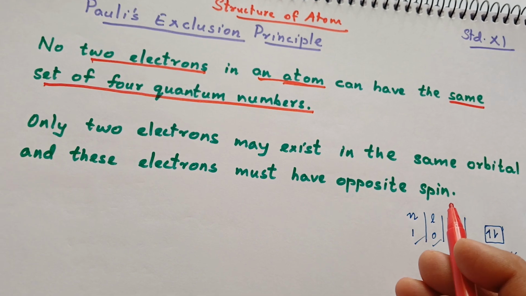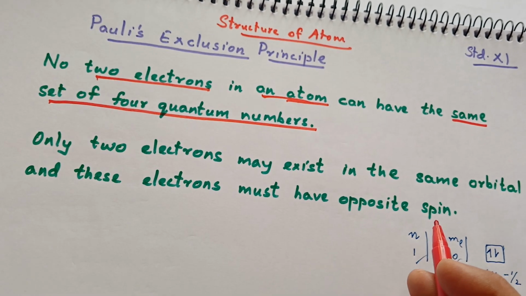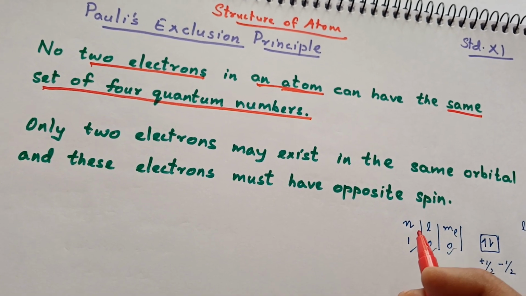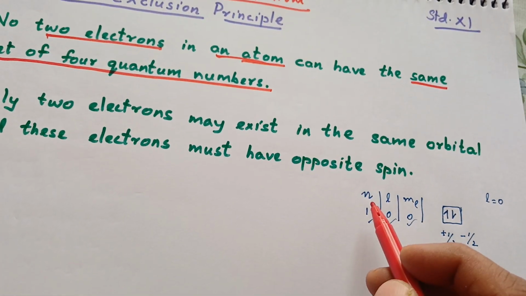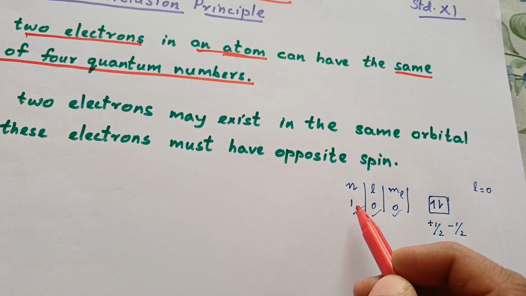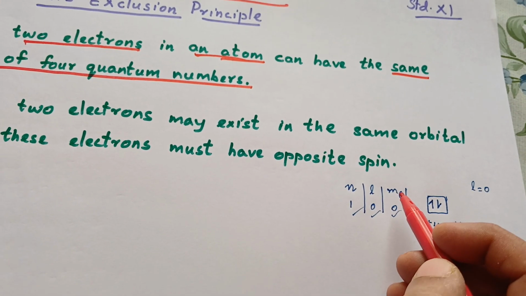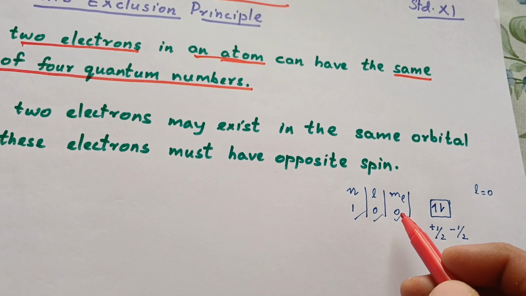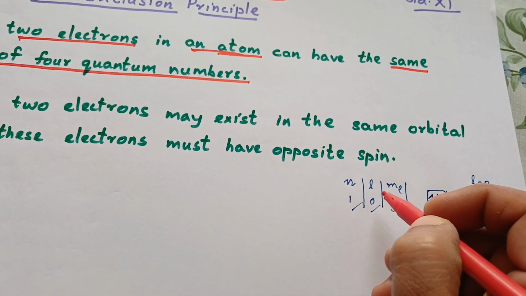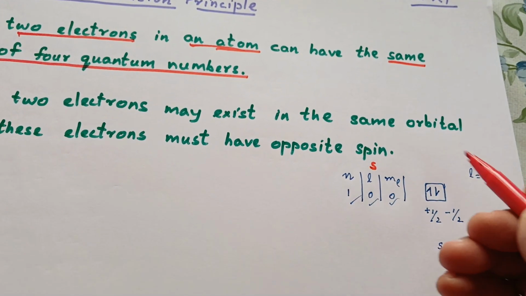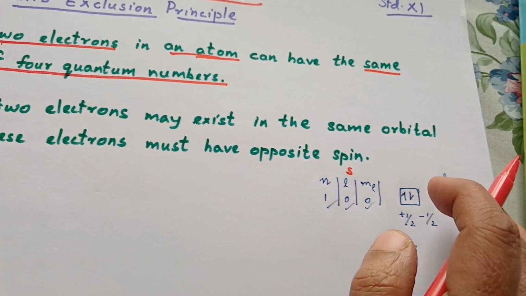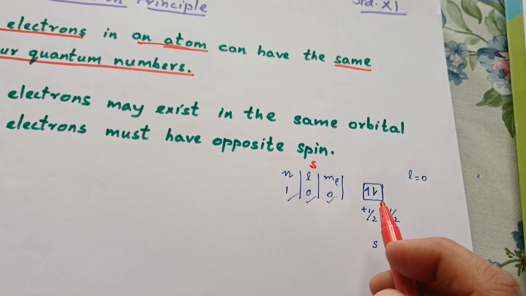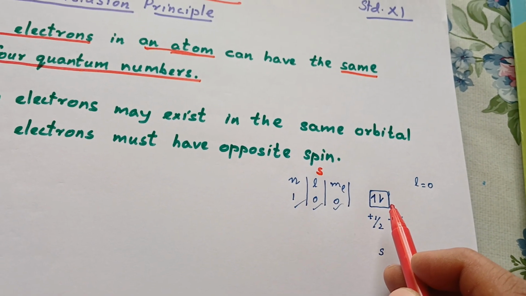have opposite spin. So we know that only 2 electrons can be accommodated in an orbital. If we take the example of the first energy level, when n is equal to 1, l equals 0 and ml equals 0. So when l is equal to 0, it is the s subshell, or we can say it is the s orbital. An orbital is an area where you have the maximum probability of finding electrons.